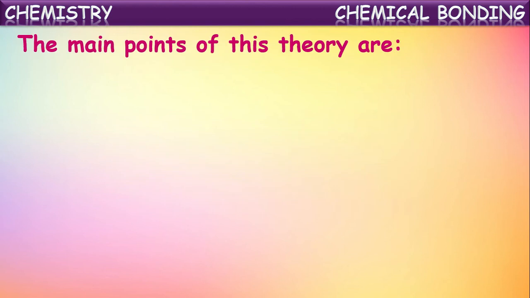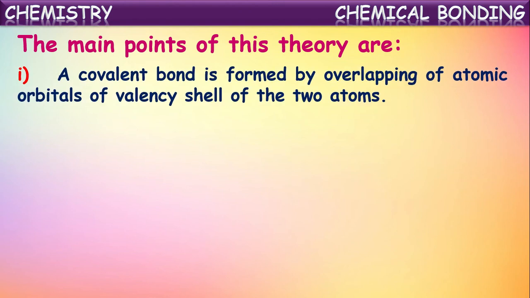Now let us summarize the important points from this valence bond theory. One among them is a covalent bond is formed by overlapping of atomic orbitals of valence shell of the two atoms. So when two atoms approach each other, the atomic orbitals present in their valence shell overlap each other and thus they pair their single electrons, and hence a covalent bond is formed between the two atoms.